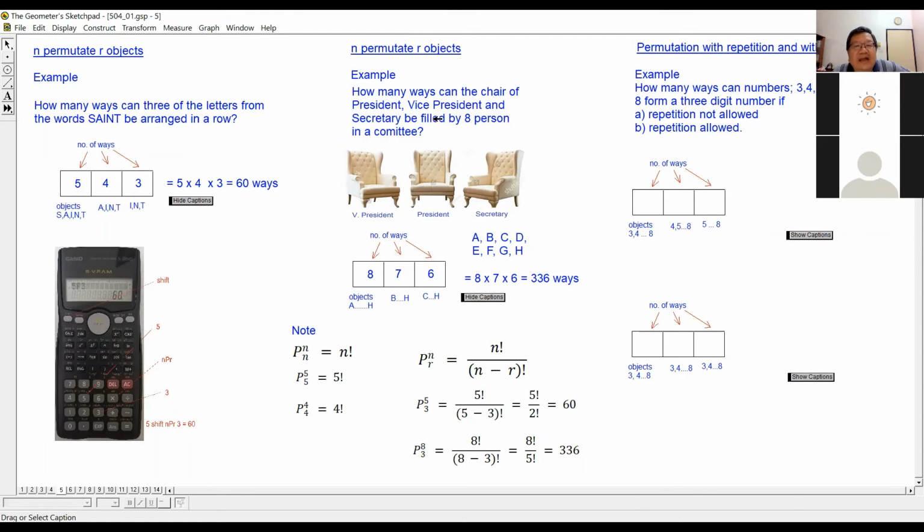Now let's say we have the second problem, 8, but I want to arrange only 3 of them. So the shortcut is 8P3. It is 8 factorial divided by (8 minus 3) factorial. So 8 factorial, and 8 minus 3 is 5 factorial. Using your calculator, you can calculate 8 factorial divided by 5 factorial. So the answer is 336. Any question?